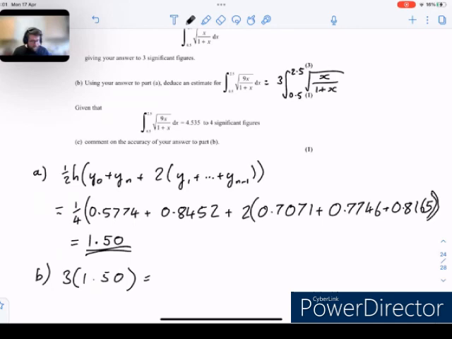which is, I'm using the full version so that I don't get any rounding errors, 4.51. But yeah.